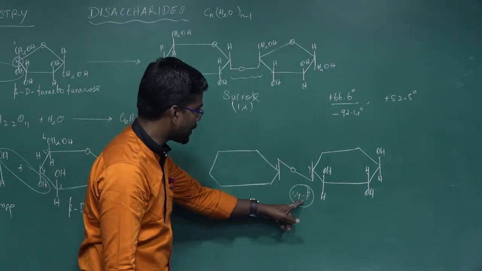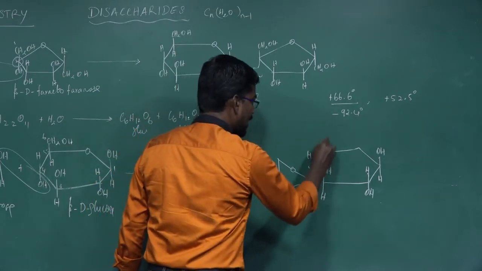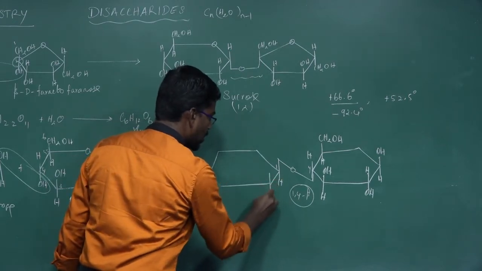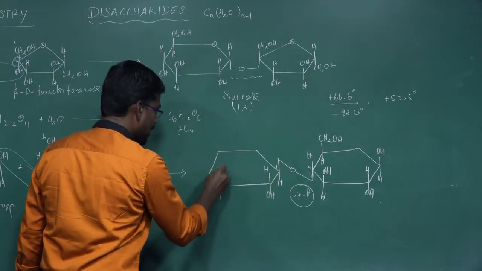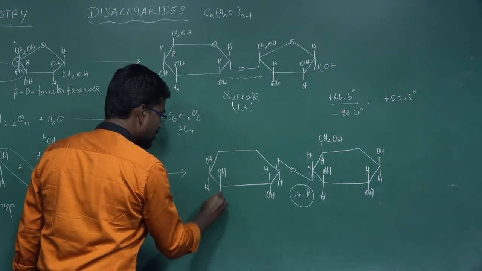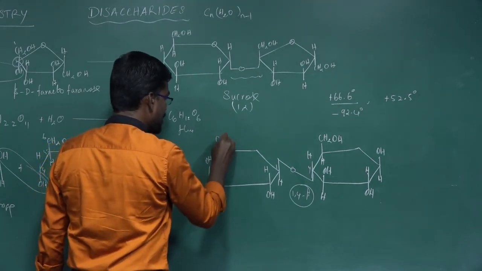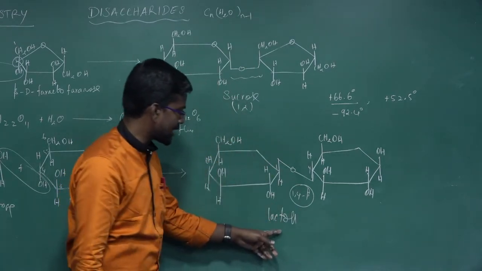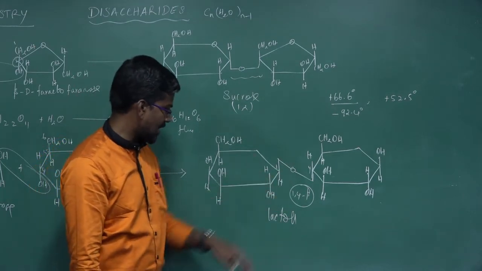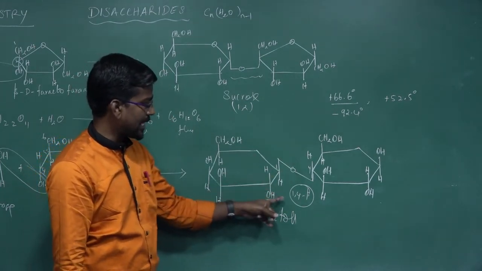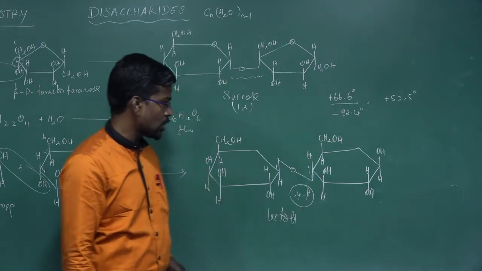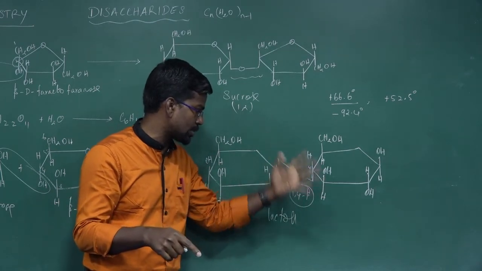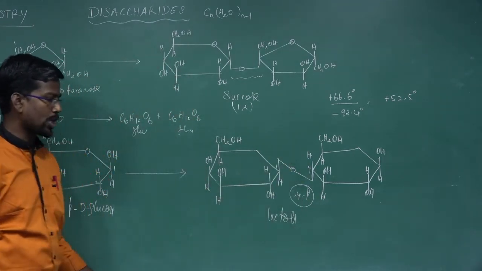Listen, 1,4 beta linkage. This is lactose. The lactose molecule is obtained from two monosaccharides, beta D galactose combined with beta D glucose through an oxide bridge, or glycosidic linkage, of 1,4 beta. The 1,4 beta linkage is known as lactose.